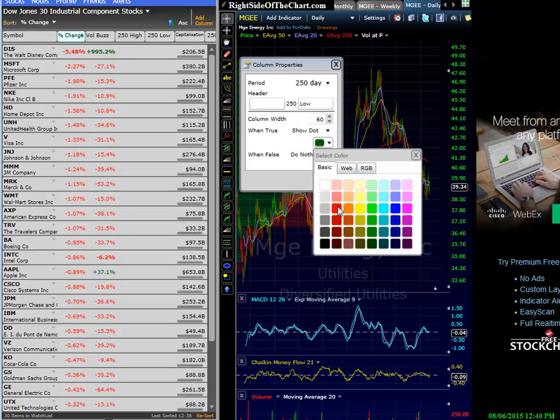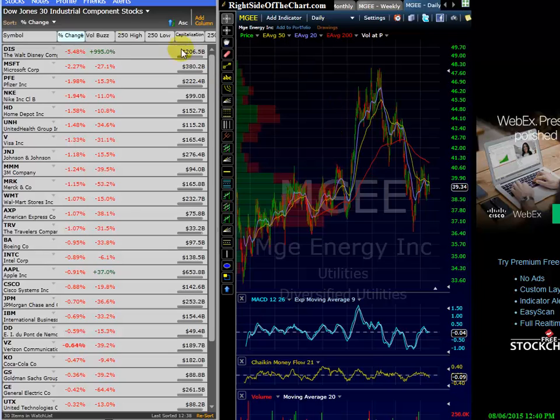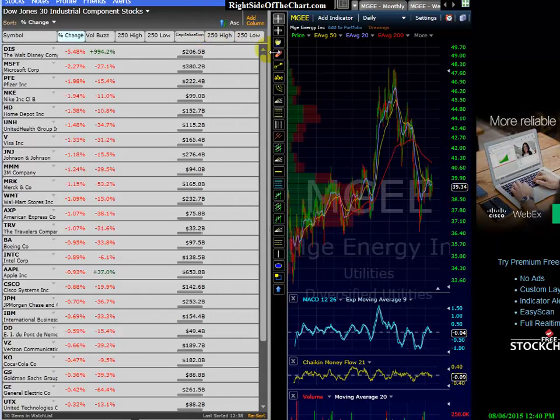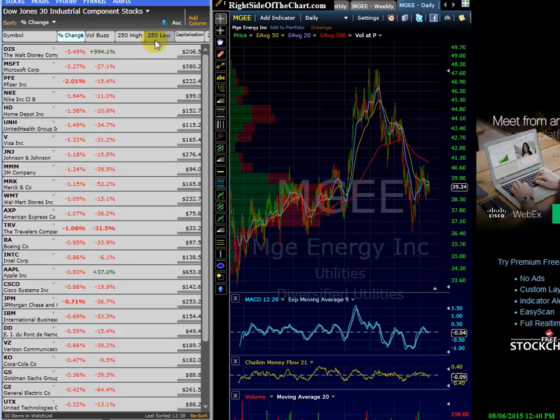I changed the dot to red. I don't know why they'd have that defaulted as green, but whatever. Change it to red, and now those are over to the right, the ones I just added. Again, I already had these columns over here. So we're looking at the Dow 30.